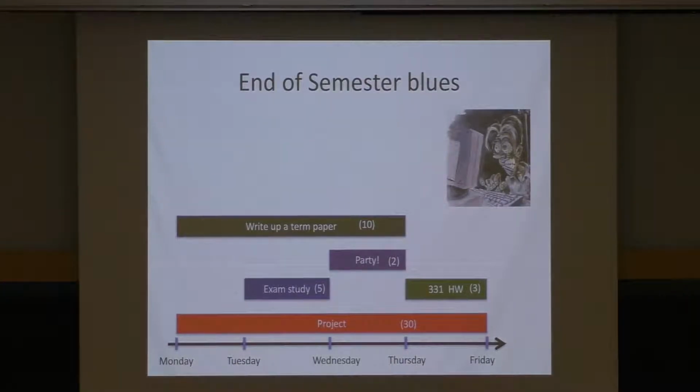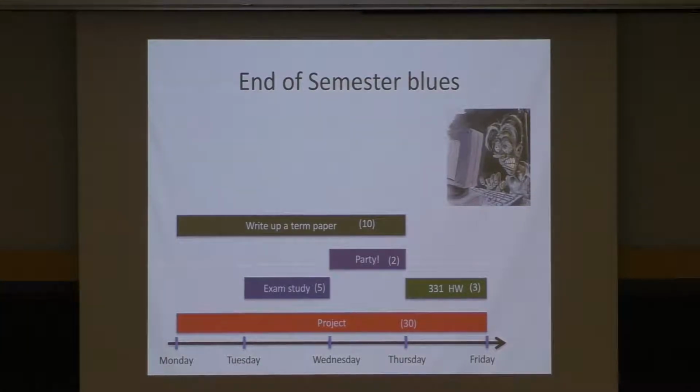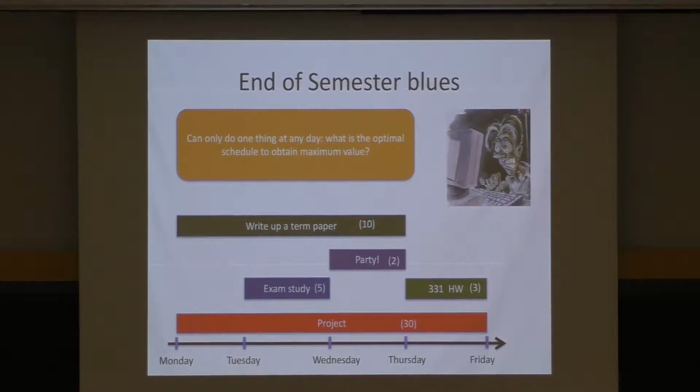So we're going to look at a weighted version of the scheduling problem where now doing a certain task gives you a certain amount of profit, right? So the project might take you an entire week, but it's worth 30 points, whereas 331 might just take you one day, but it's worth only 3 points. So now, again, as in the interval scheduling problem, on any given day, you can still only do one job or schedule one interval.